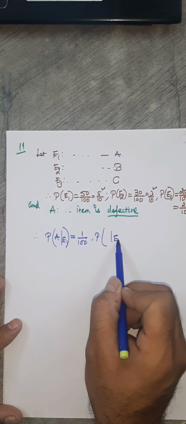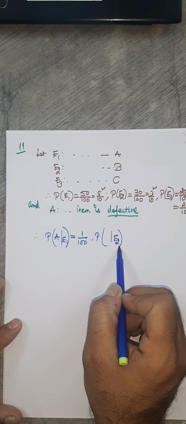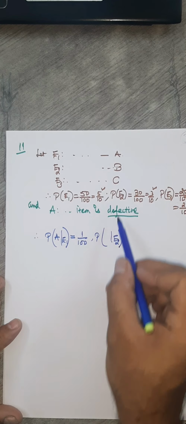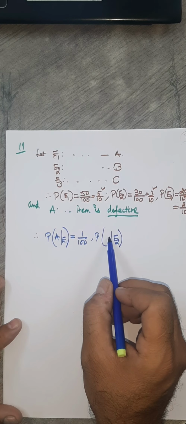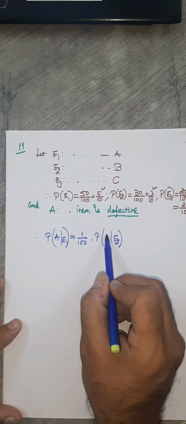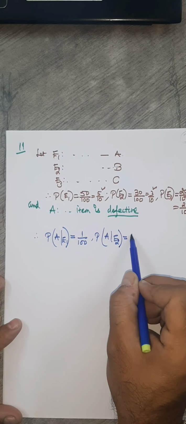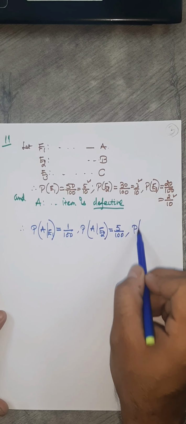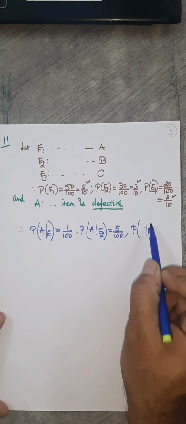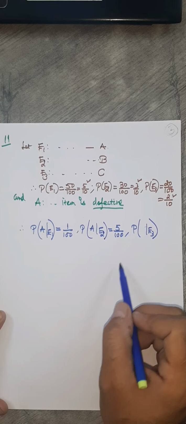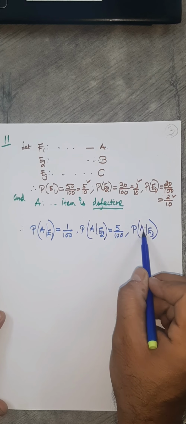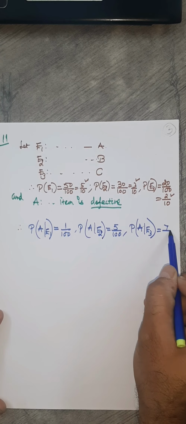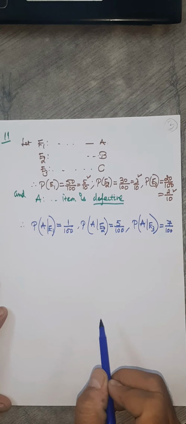Probability of occurrence of A given E2, that is produced by machine B and then it is defective. What's that defective percentage? That will be 5%, so 5 by 100. Then the third conditional probability. Here E3, that is produced by the third machine and then it is defective, which is how much? 7%, so 7 by 100.